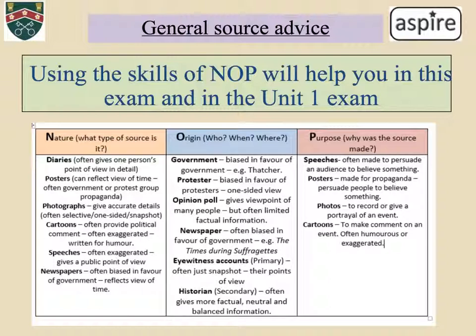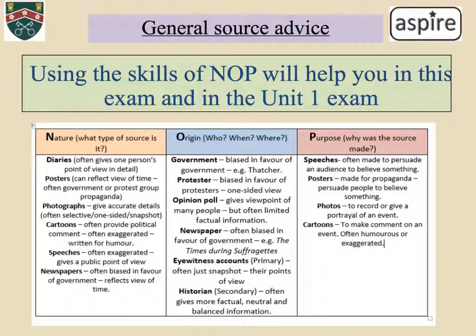Nature means what type of source is it? Is it a diary, a poster, a cartoon, or maybe even a newspaper? The nature of the source quite often affects how reliable it is. For example, newspapers can often be quite biased. An example of this was the Times during the era of the suffragettes. The Times newspaper was often biased against the suffragettes.